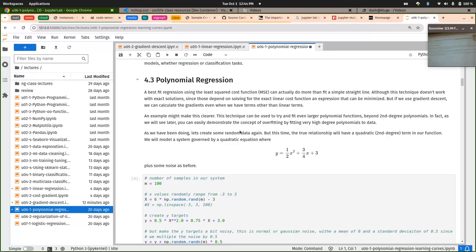But we can talk about a polynomial of degree 2 as a quadratic, or a cubic or higher, right? So here we've got a quadratic polynomial. And so our coefficient for x to the 2 is 1 half, for x to the 1 is 3 fourths, and for x to the 0 it is 3 here in this one that we're showing, right?